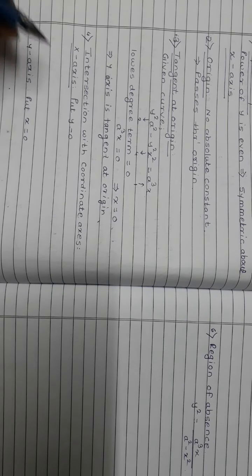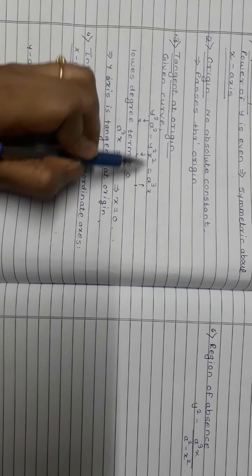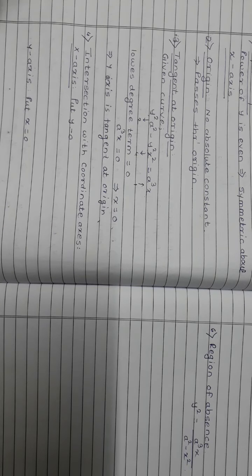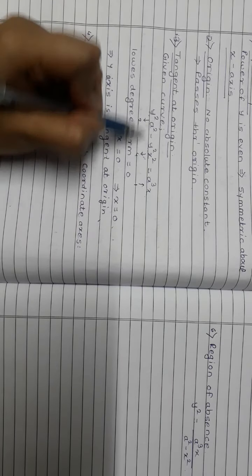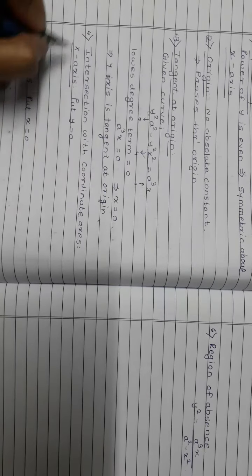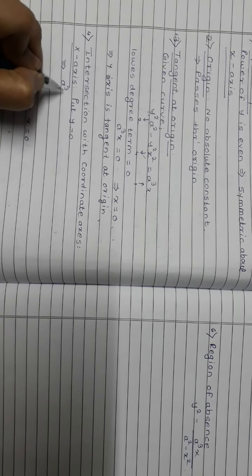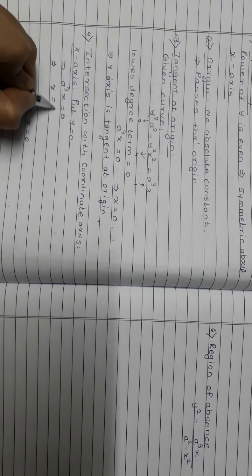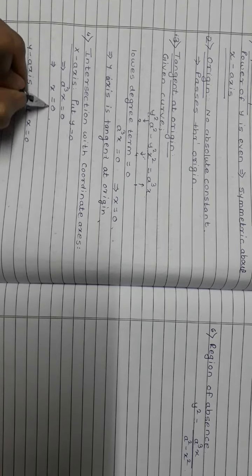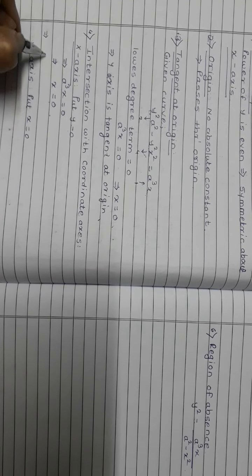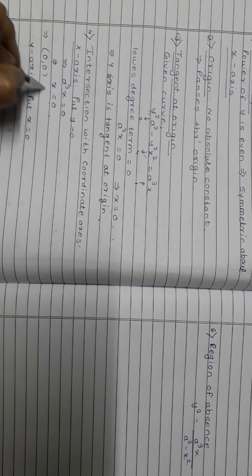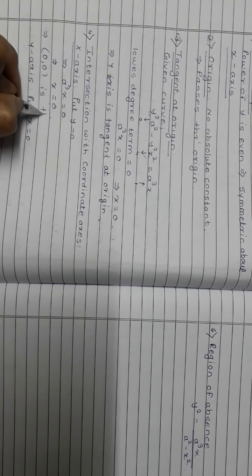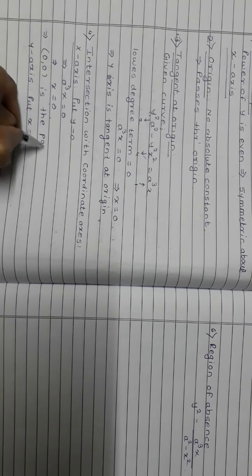Now once you get the tangent at the origin, try to figure out the intersection with the coordinate axes. The first thing I'm going to figure out is the intersection with the x-axis. To find it, you need to substitute y equal to 0 in the given equation. When you substitute y equal to 0, this side becomes 0. What remains? a cubed into x is 0. This implies x is also 0, right? So when y is 0, x is 0. So what is the point? (0, 0) is the point of intersection.